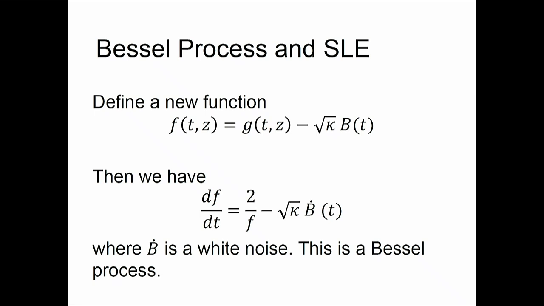Okay, now let's take the Loewner equation and make a transformation on it. And that is to define a new function, which we have called f here. Put it in Loewner's equation, we get something simpler, which is this guy.